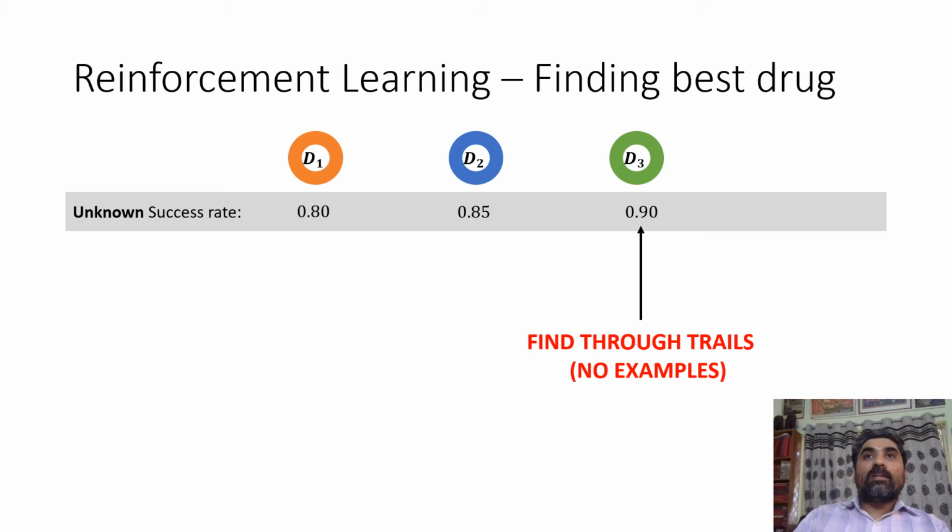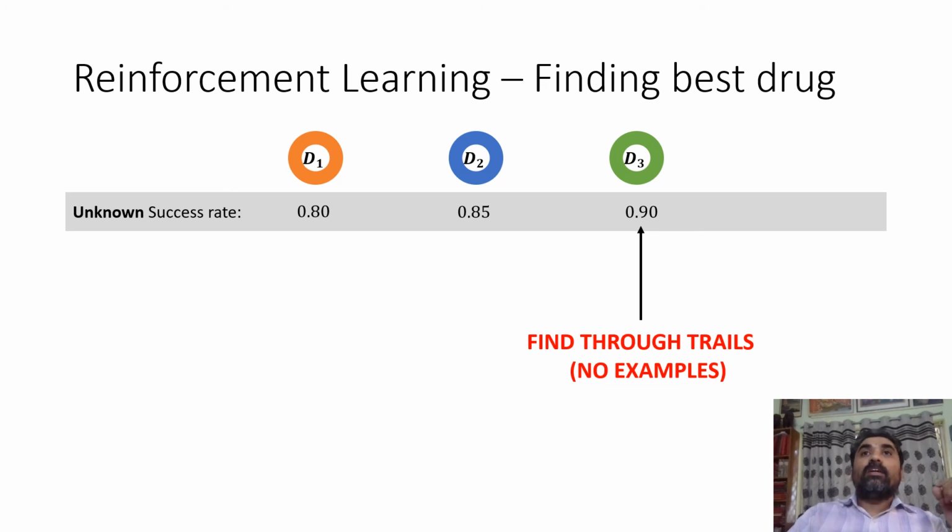Now based on clinical trials, we want to find out which is the most effective drug for killing the coronavirus. Let's assume that the unknown success rates of these drugs are 0.8, 0.85, and 0.9. Of course, the goal of any set of clinical trials would be to find the best drug, that is D3 in this case, which has a 0.9 success rate. But of course, this is not known. While the goal is to find D3, the other goal is also to find D3 in the minimum number of trials.